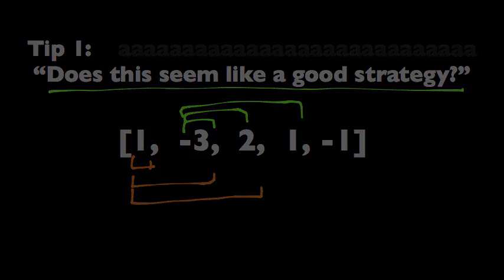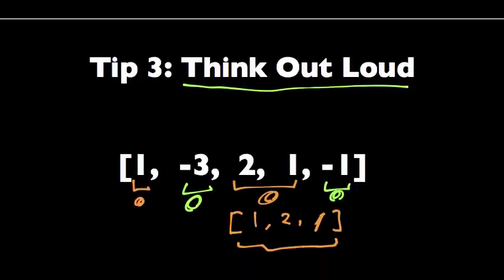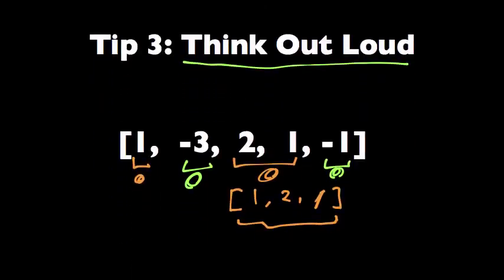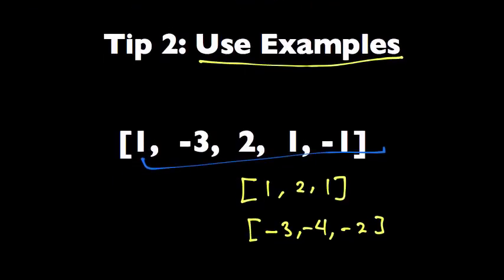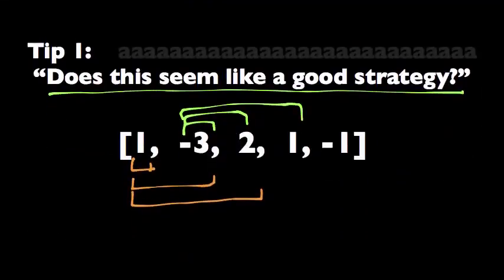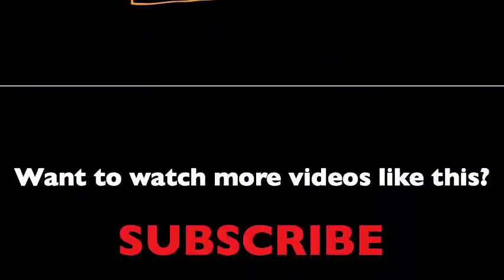So just to recap, say, "Can I think for a second?" when you start thinking. Think out loud instead of silently. You don't have to overdo this. You just need to let the interviewer know where you're thinking from time to time. And don't start writing code right away. Use examples first. And finally, when you come up with a solution, just ask, does it seem like a good strategy? And these are my 4 tips for finding the optimal solution in a coding interview quickly.